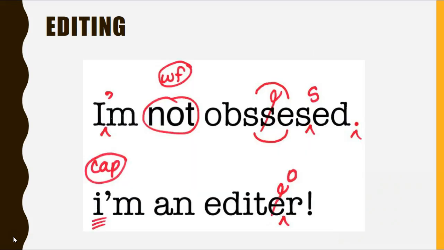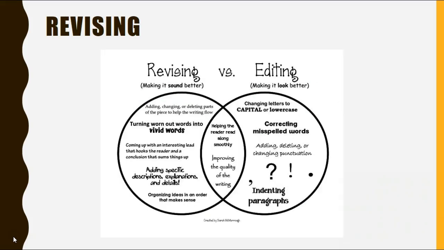So then we have editing. Editing is this exercise of making sure everything is spelled correctly, written correctly, that there are no punctuation mistakes, etc. So we have another one, which is revising, and I really liked this image that we have here because it shows us that revising consists of making it sound better, and editing consists of making it look better.